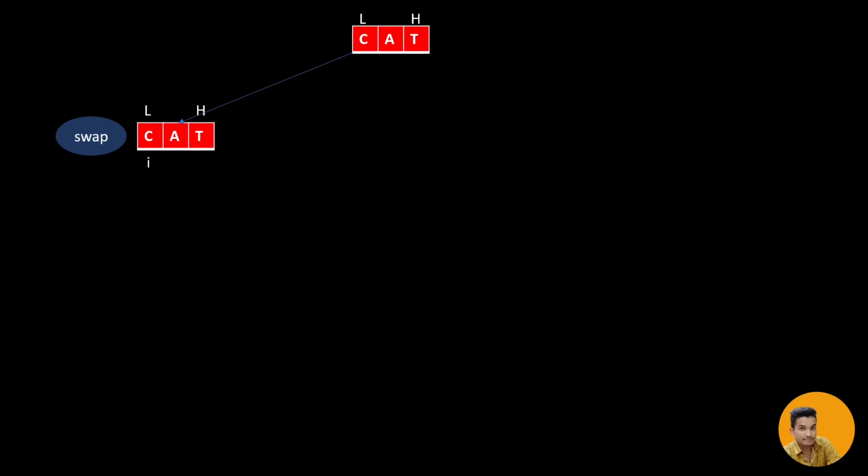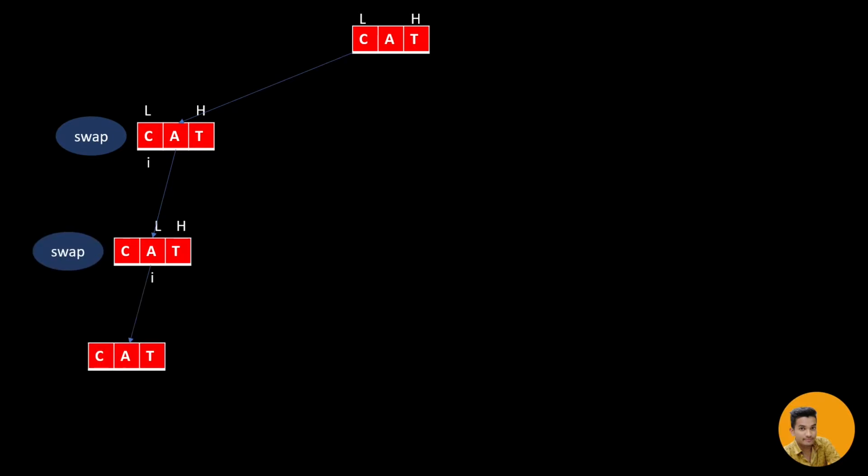Actually, low is giving us each possibility in different indexes. Let's see, L and I are swapped, so C and C will be swapped and no new solution will form; CAT would be there. Now I will move L and also move I. Again swapping is done. Now L is at the position of I. That means you can't go further.